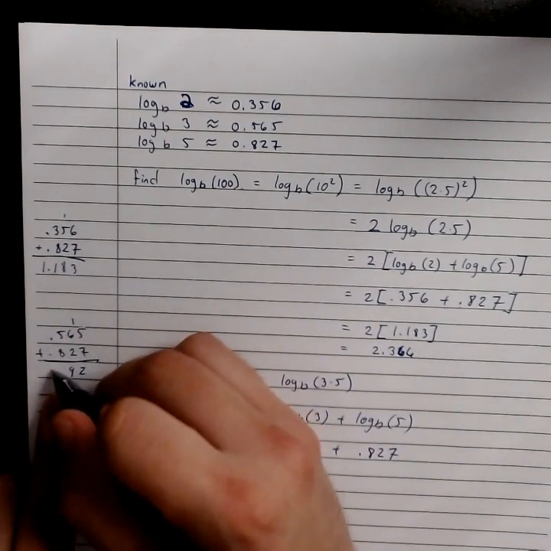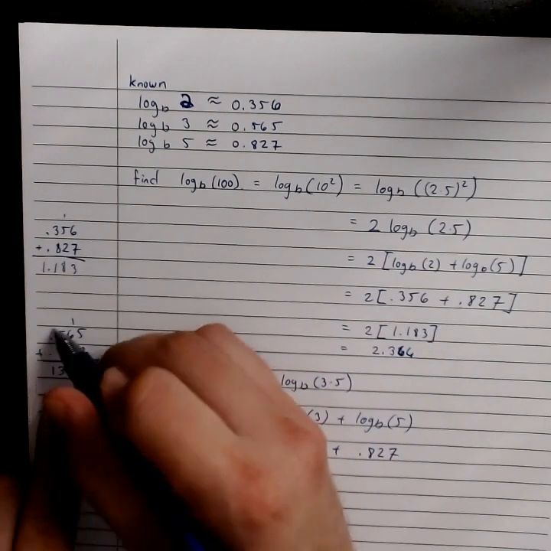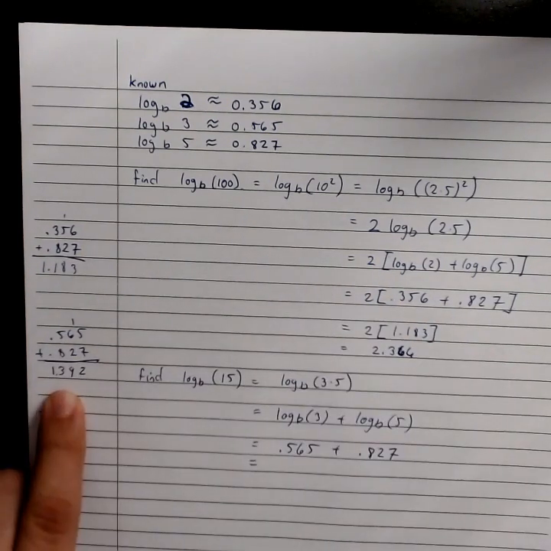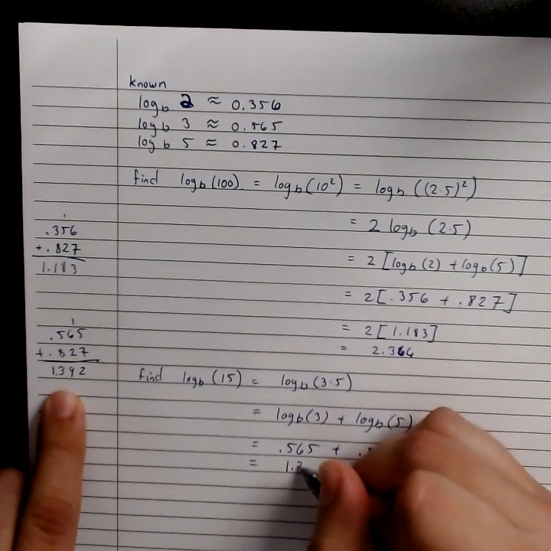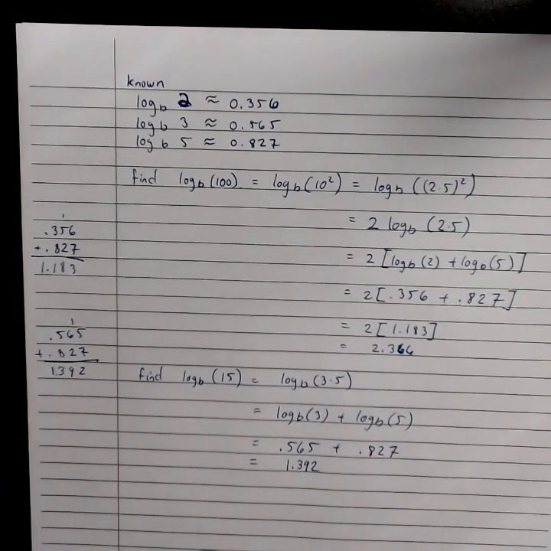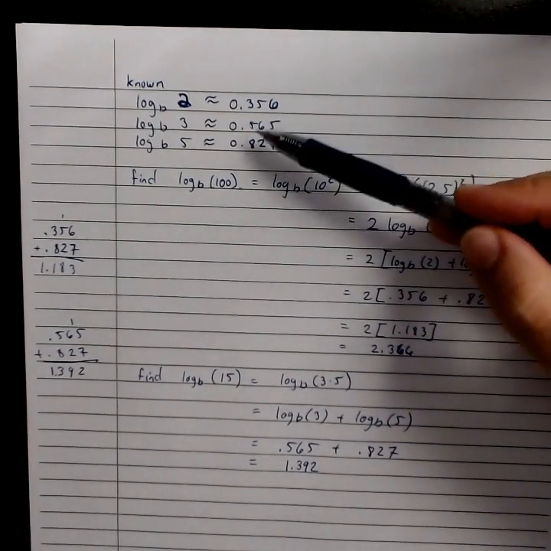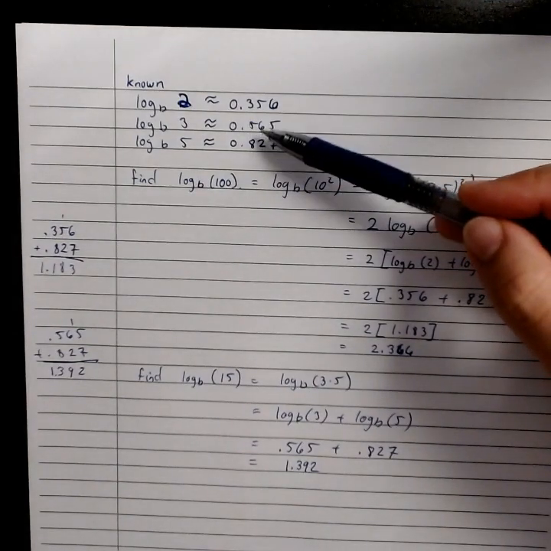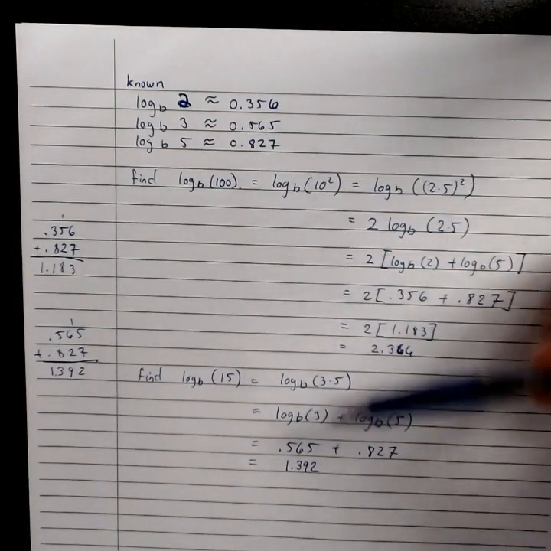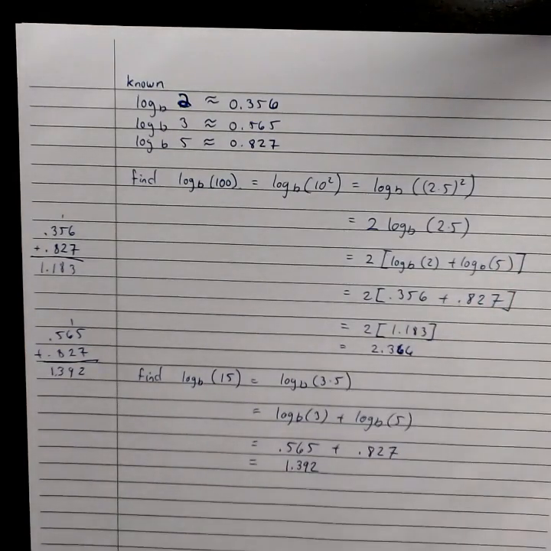And 8 plus 5 gives us 13. Drop our decimal, and we end up with 1.392. So you see that even though logarithms can be hard to come by, once you know just a few basic ones, you can use them to find a bunch of others.